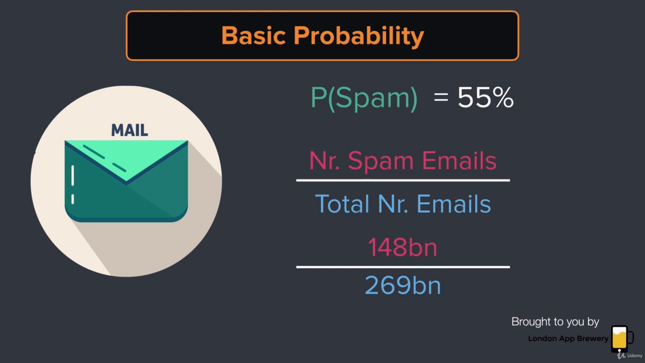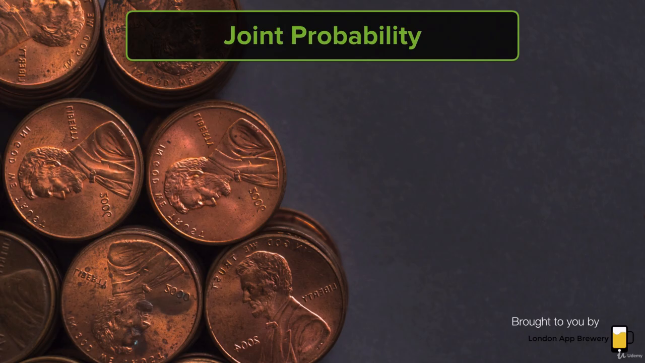Okay, so step one was calculating the basic probabilities. It was gathering information on the frequencies of an event and figuring out the probability of that event happening based on that. In step two, we're going to talk about a concept called the joint probability.